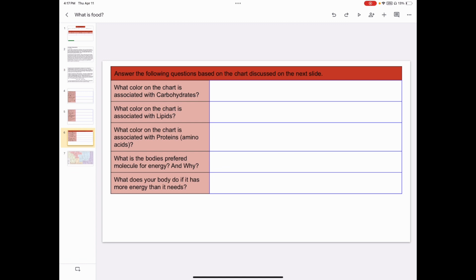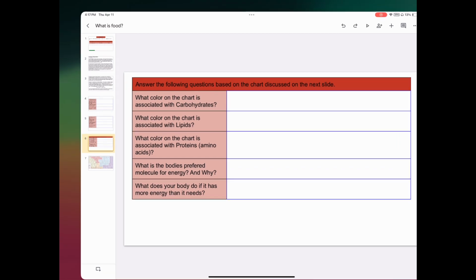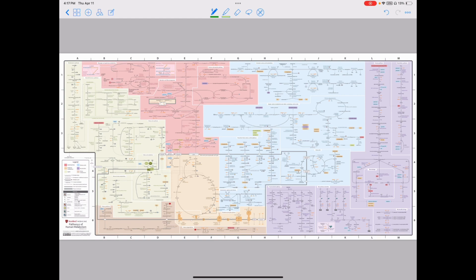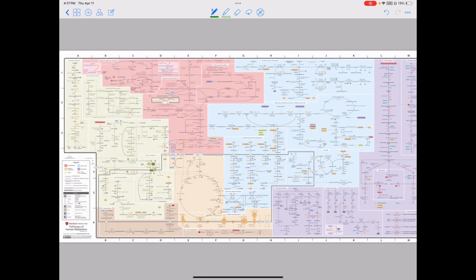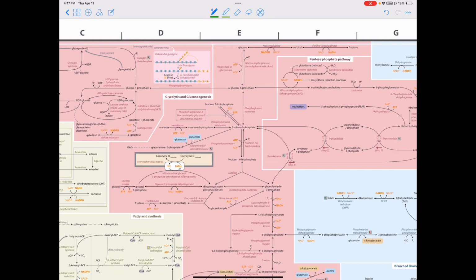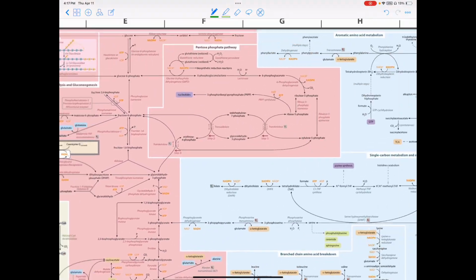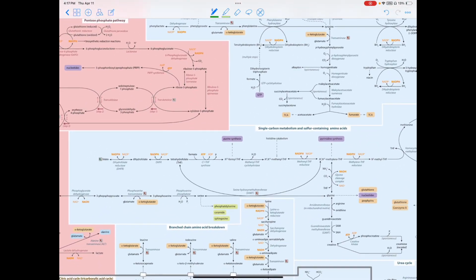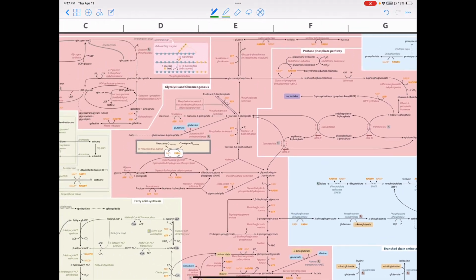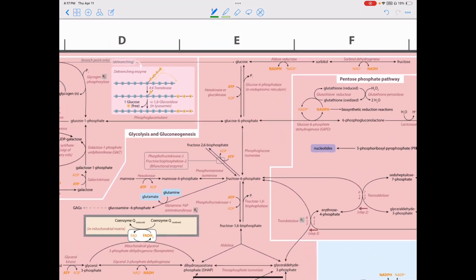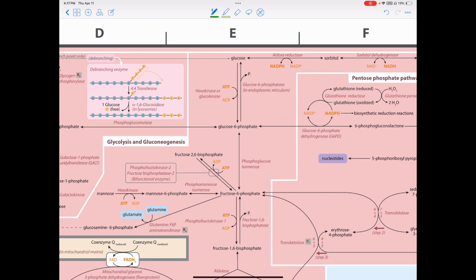On the chart, it asks what color is associated with carbohydrates, lipids, and proteins. So if we look over here, where I can manipulate things a little better, carbohydrates or sugars are in the pink, fats are in the green, and then proteins are listed over here with the blue colors. Our body prefers to metabolize glucose, and the reason for that will hopefully become apparent as I'm talking. But to understand why, we need to understand this molecule right here.